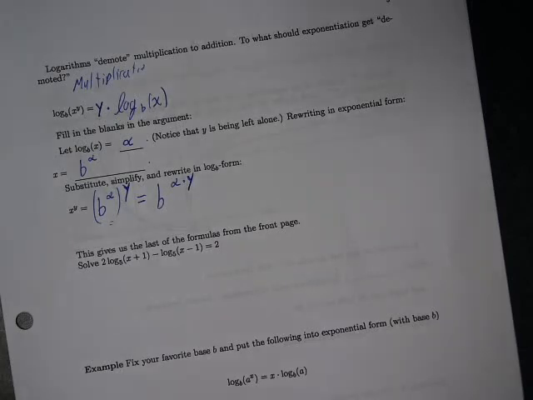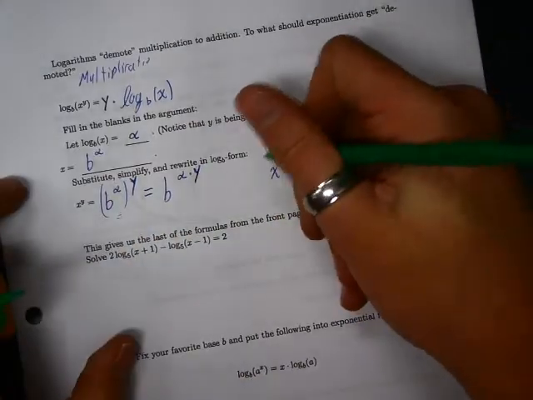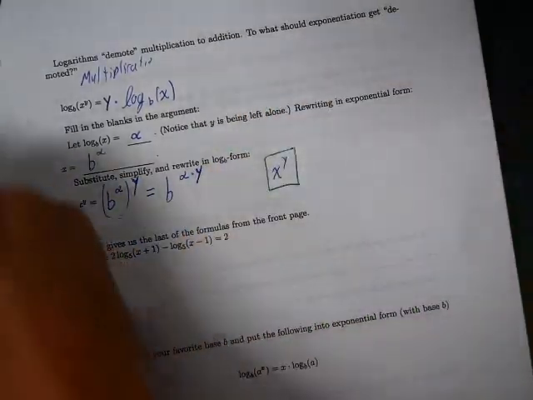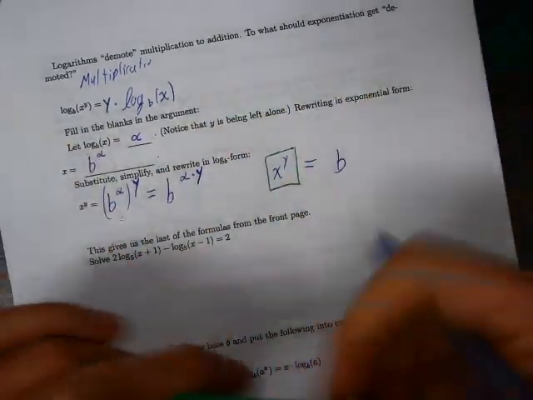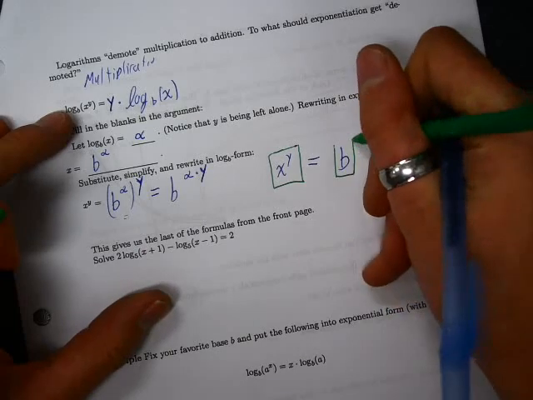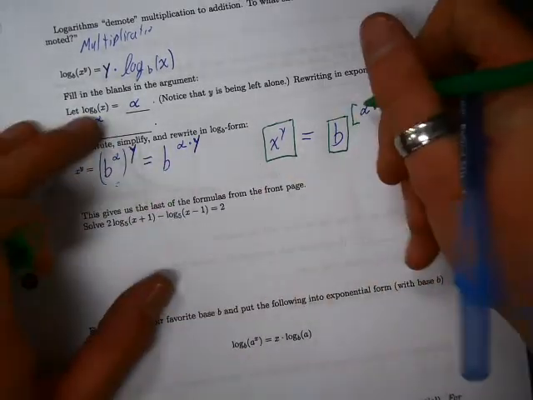Fair enough. Oh, wait, cool. So that means that x to the y, I'll treat that as a block, is equal to b raised to the alpha times y.